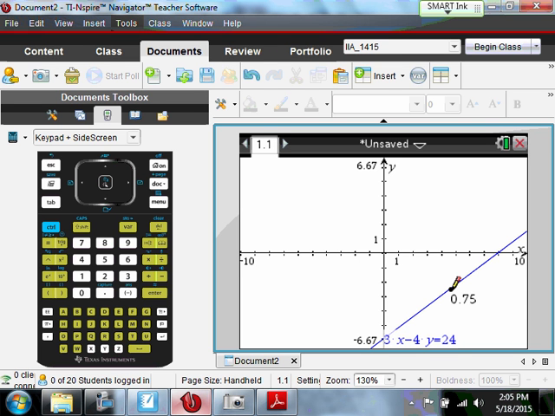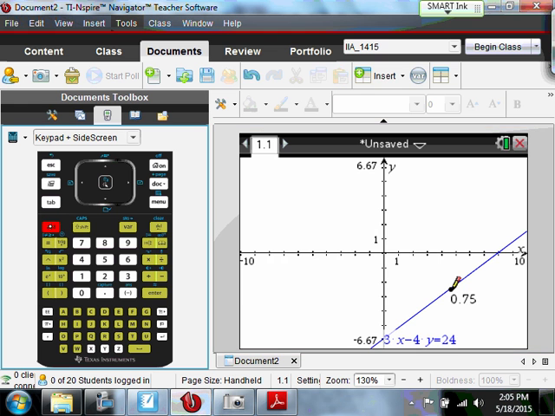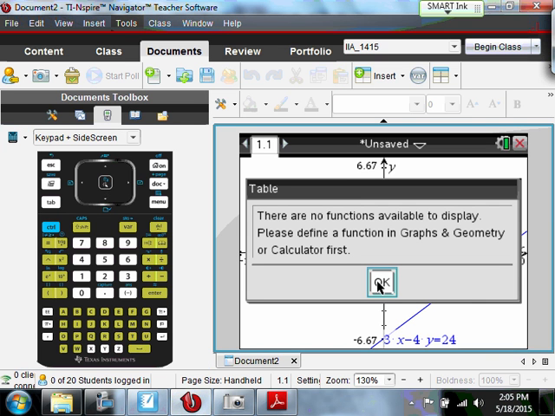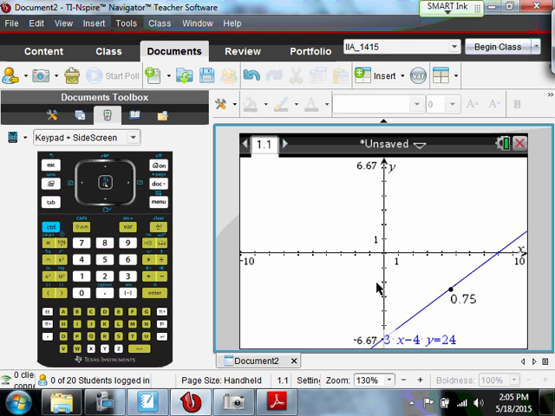The calculator will auto default to a window of -10 to 10 on the X and -6.67 to 6.67 because that's its default window. That's its standard window. I don't know why they don't make the default -10 to 10. Okay, but what if I go to a table? Will that give me the y-intercept? Or I could, well, yeah. So Control T. There are no functions. It's not going to let me do a table.